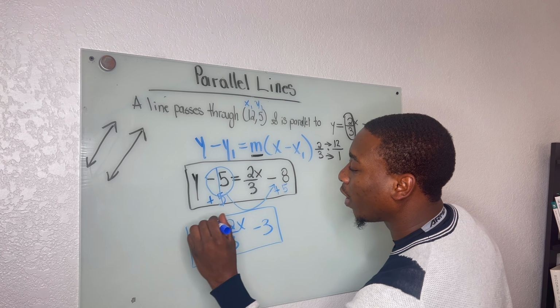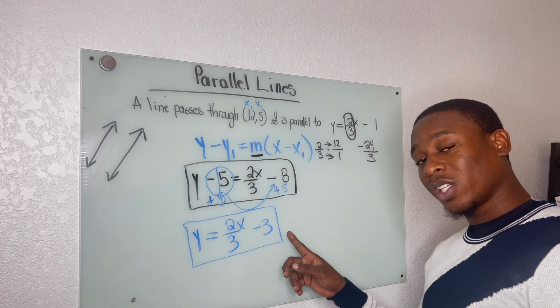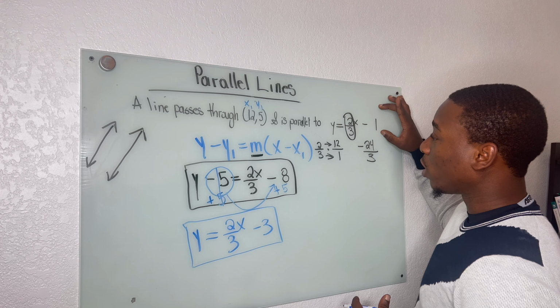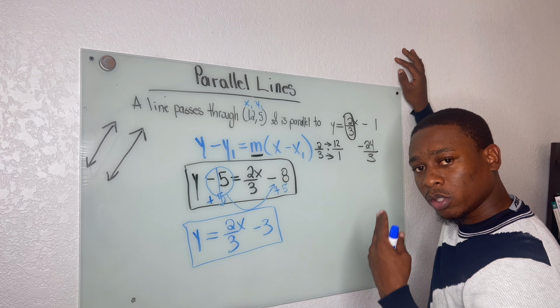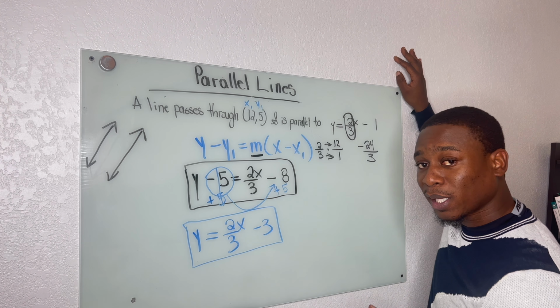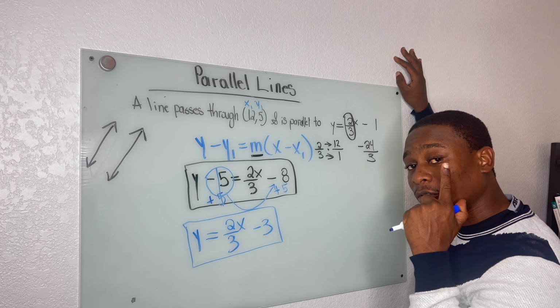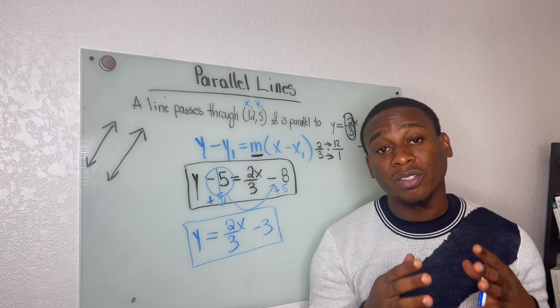Now, when I step back and I compare my answers, meaning the equation I just got and the original equation, I'm noticing that they do have the same slope, 2 over 3, and that their y-intercepts are different. And that's a very important thing because these lines are not supposed to intersect.